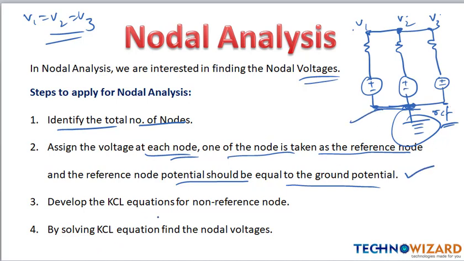Now we will develop the KCL equation for the non-reference node. I am saying that I1 current is flowing here, I2 current is flowing here, I3 current is flowing here. Therefore, I can say I1 plus I2 plus I3 is equal to 0. This is how we can develop the KCL equation for a non-reference node. Now we will solve these KCL equations to find our nodal voltages. This is how we can apply nodal analysis.